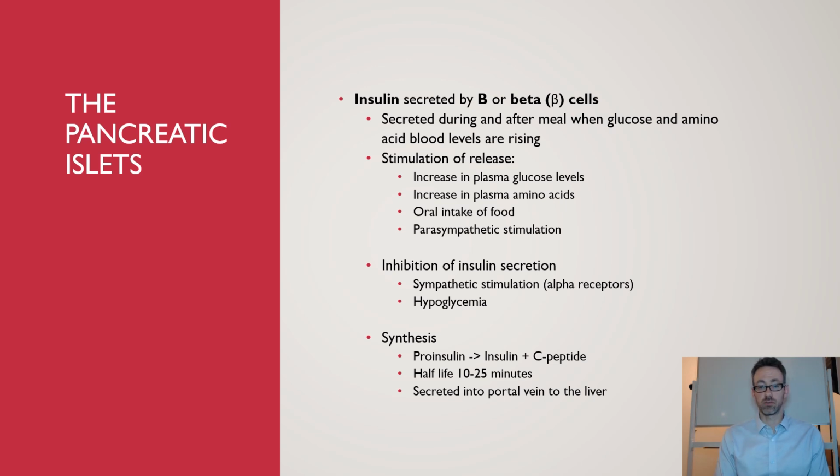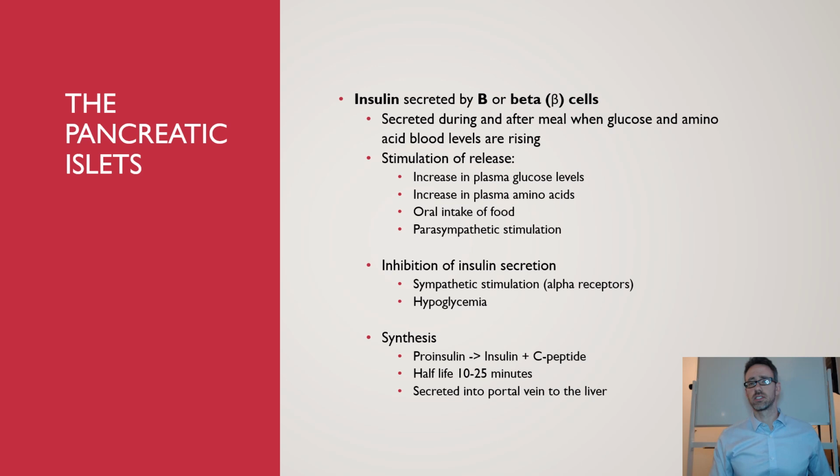And so that stimulates its release, right? An increase in plasma glucose levels will stimulate its release, as will an increase in plasma amino acid levels. Oral intake of food stimulates it, and in terms of the autonomic nervous system, the parasympathetic, the rest and digest portion of the nervous system, will activate the release of insulin as well. To inhibit insulin's secretion, usually that would be the sympathetic nervous system. Again, that fight or flight response would turn off digestion processes, and low blood sugar, or hypoglycemia, would also inhibit insulin secretion.